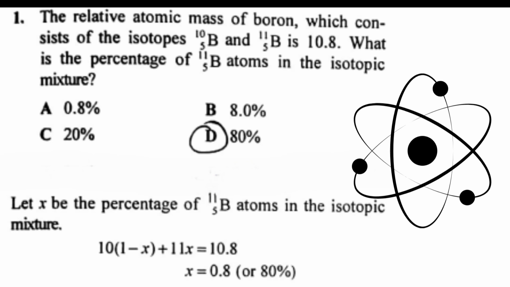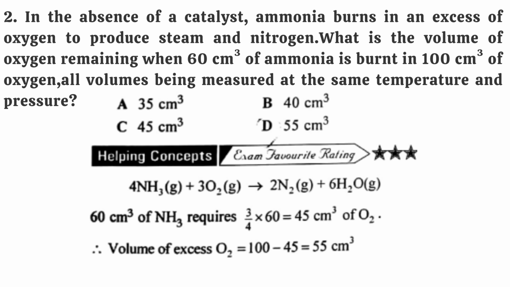By expanding the equation and solving it step by step, we have 10(1 - x) + 11x = 10.8, then 10 - 10x + 11x = 10.8. Then we solve the equation for x and we get the answer 0.8. That means the percentage of boron 11 is 80%.